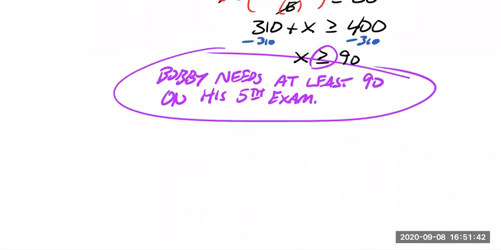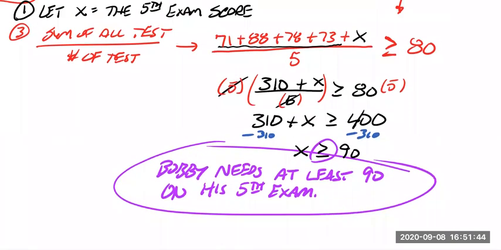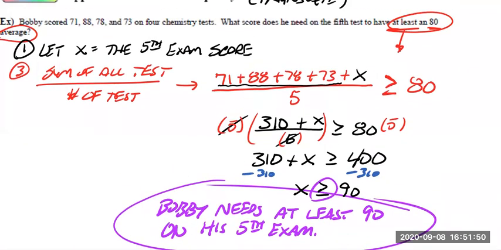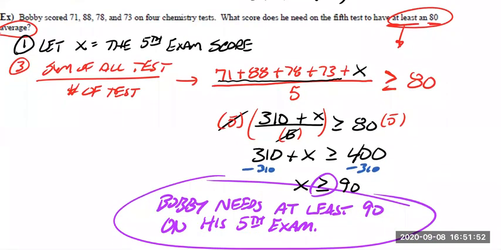Okay. So that's it for section 2.5. Working with inequalities. This is really the only type of application with inequalities, because a lot of the inequalities, again, we could just solve them equal to 80, and then we would get x equals 90 and realize that if he scores more than 90 on the fifth exam, he would have at least an 80 average. It would be a little bit more.